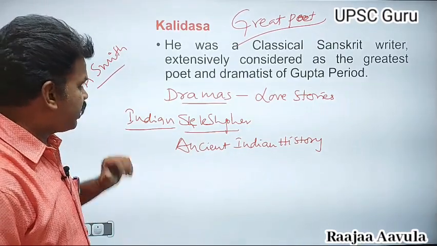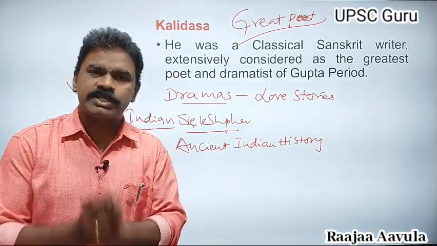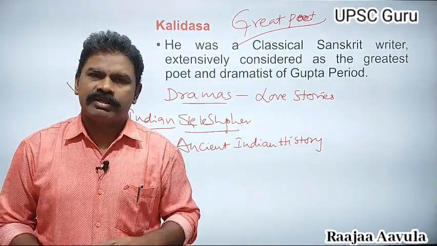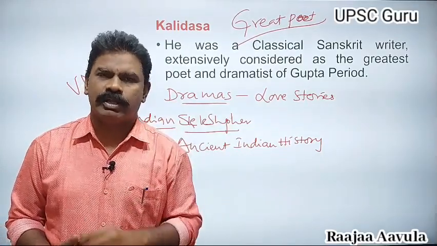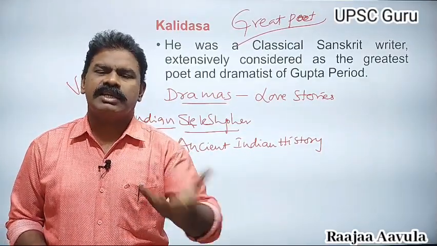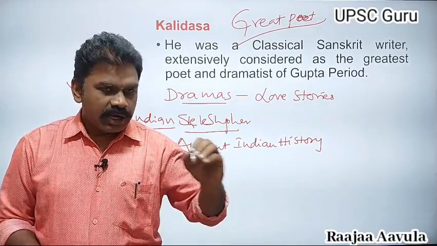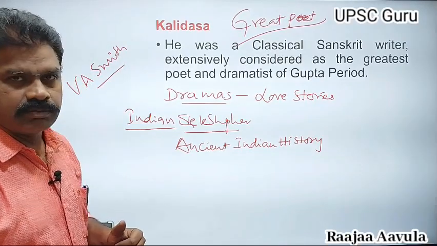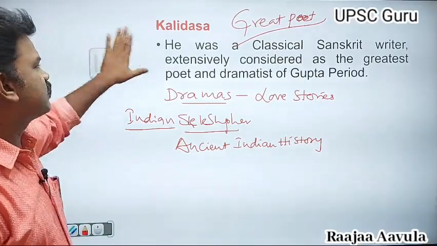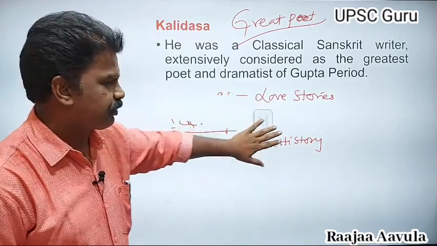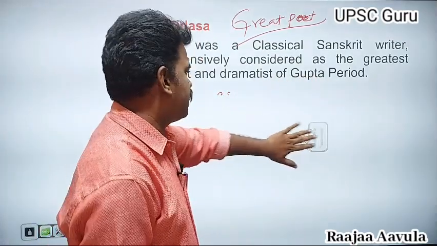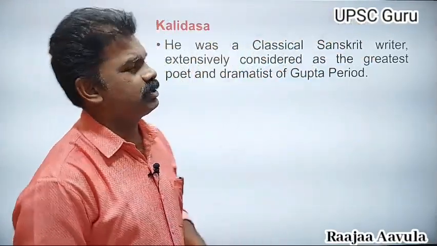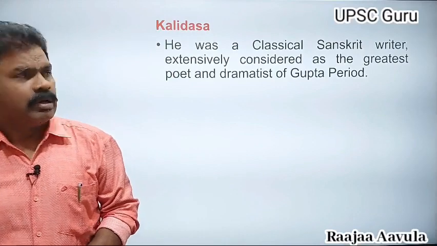In this book, he called Kalidas Indian Shakespeare, Kautilya Indian Machiavelli, Samudragupta Indian Napoleon, Acharya Nagarjuna Indian Einstein, and Brahmagupta Indian Newton. Like that, he gave the titles. He compared Indians with Europeans. So Mahakavi Kalidas is considered Indian Shakespeare. This is a very, very important question.